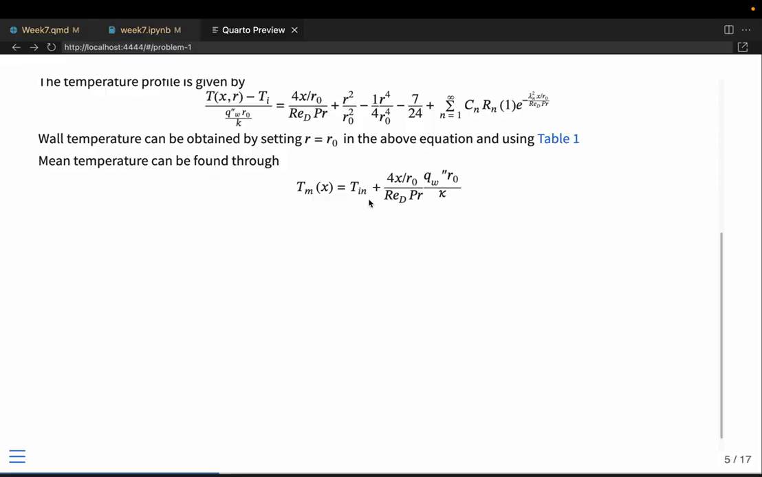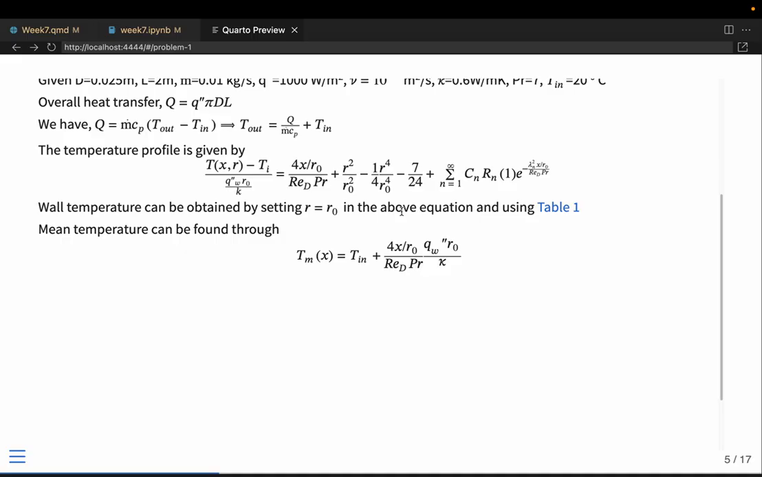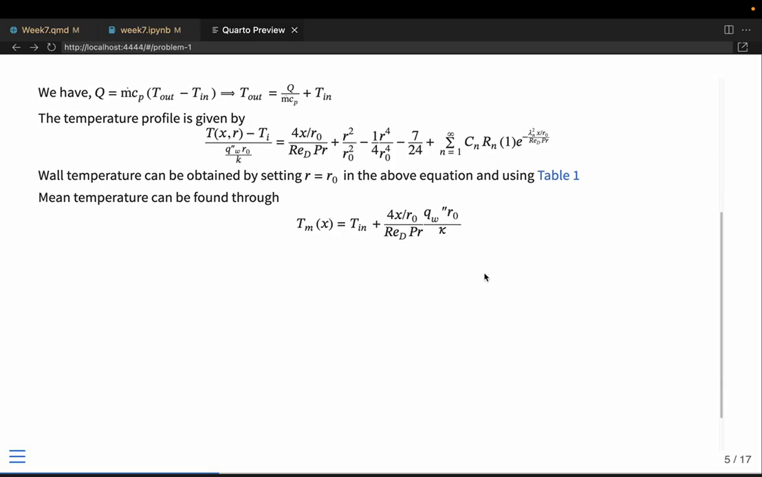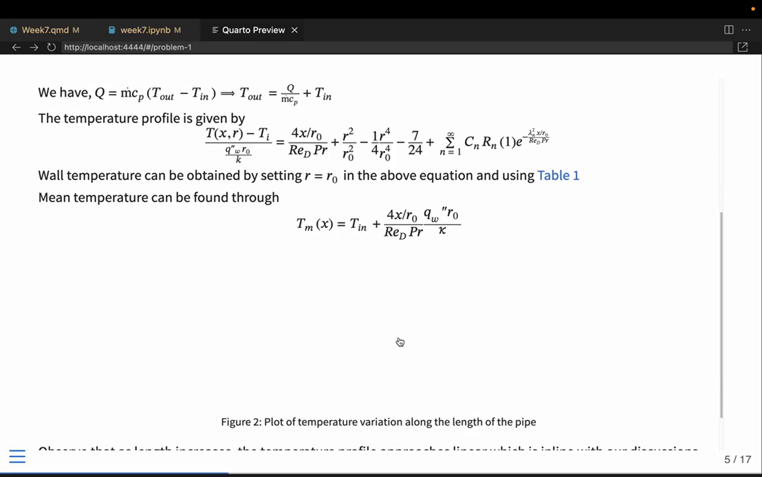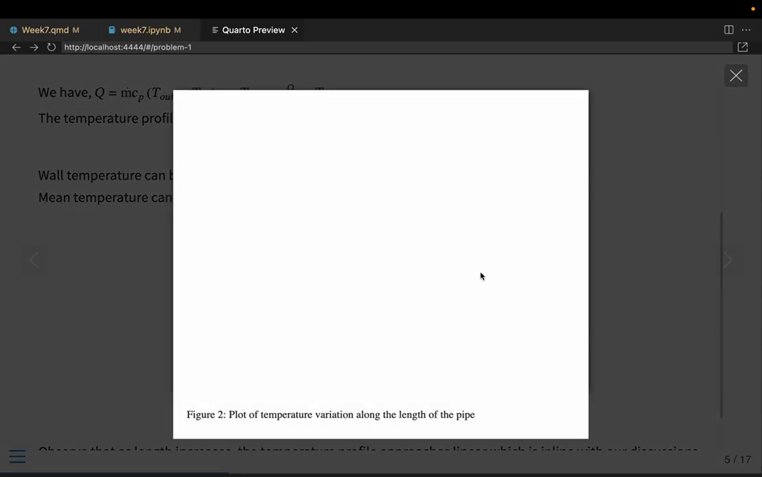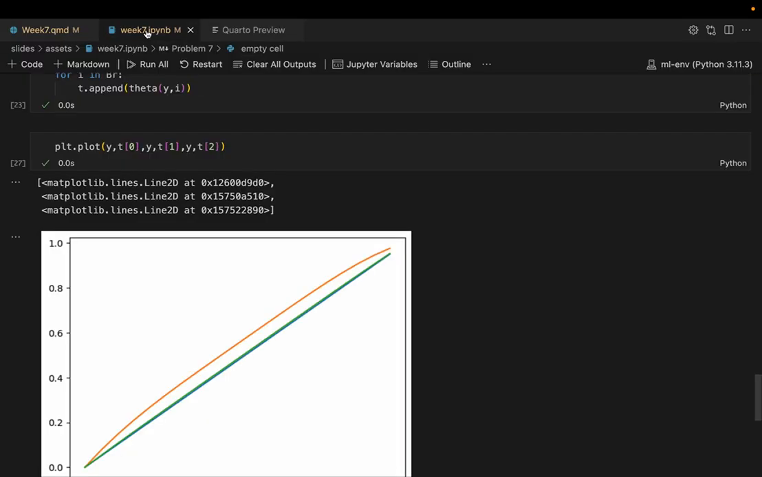So if you actually do the calculation, this is the mean temperature that I have shown here. Mean temperature you can obtain by integrating this over the entire r. This is the expression I would get for the mean temperature. You can do this as well, but wall temperature you can obtain by this, and then if you make a plot of these two, okay, for some reason the plot is not showing up here. In a minute.